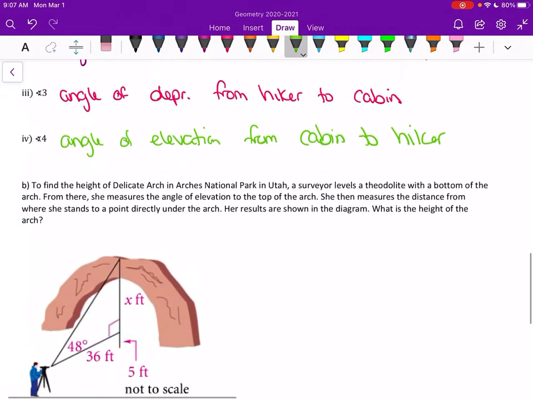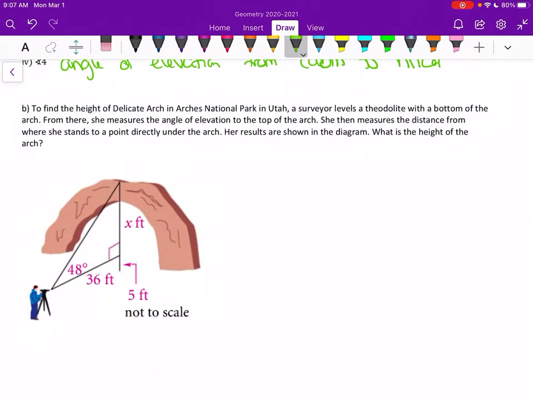Great. Last example. So to find the height of Delicate Arch in Arches National Park, Utah, a surveyor levels, I don't know how to say that, theodolite, with the bottom of the arch. From there, she measures an angle of elevation to the top of the arch. She then measures the distance from where she stands to a point directly under the arch. Her results are shown in the diagram. What is the height of the arch?